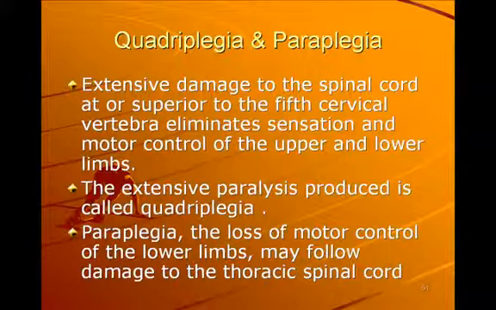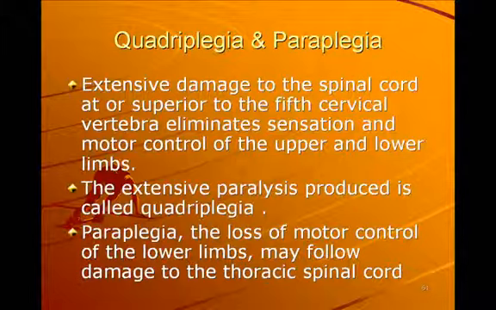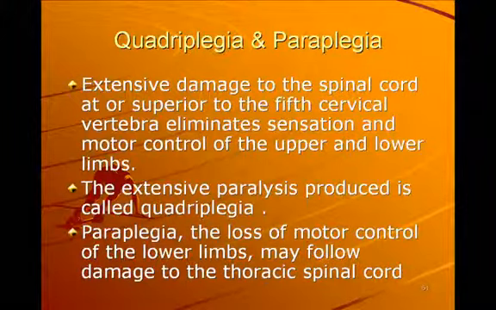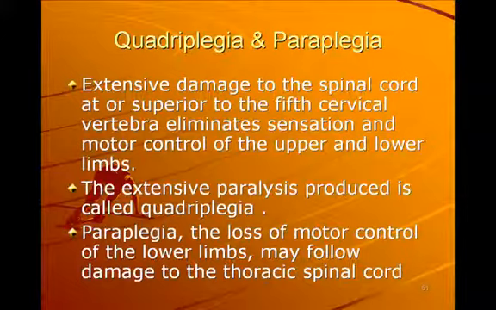Extensive damage to the spinal cord superior to the fifth cervical vertebra eliminates sensation and motor control for both the upper and the lower limbs. Again, let me review that area. This is at the level of the fifth cervical vertebra. If you have extensive damage to the spinal cord at that area, that will cause severe, if not complete, paralysis of the upper and lower limbs. Extensive paralysis produces a condition referred to as quadriplegia. In other words, all four extremities, both the upper extremities and the lower extremities, will be paralyzed.